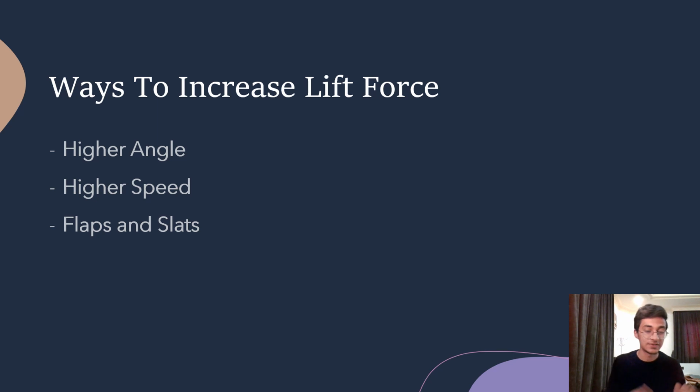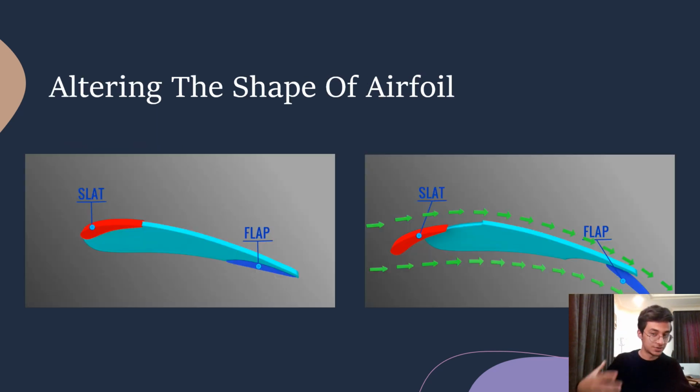Now the last one is the flaps and the slats. Remember when I was talking about the movable parts of the wings? Well, flaps and slats are nothing but two of the movable parts of the wing. Now, how do flaps and slats help in increasing lift force? Before taking off, the pilot alters the shape of the airfoil. As you can see from diagram number 1, the positions of the slat and the flap are at the original position, but in the second diagram, their position has been altered.